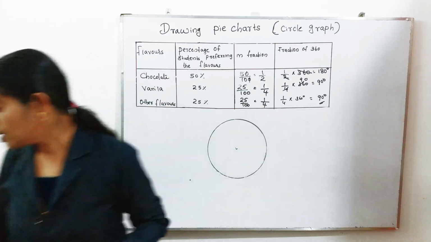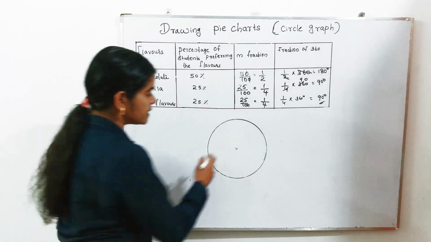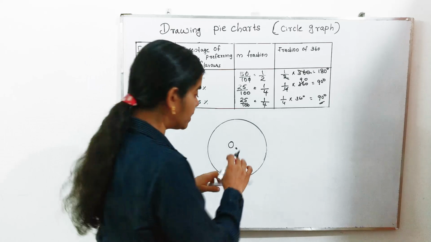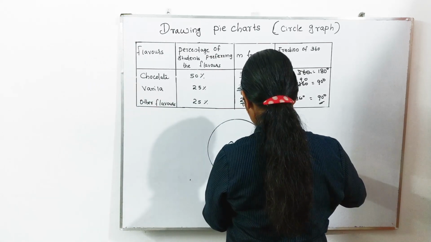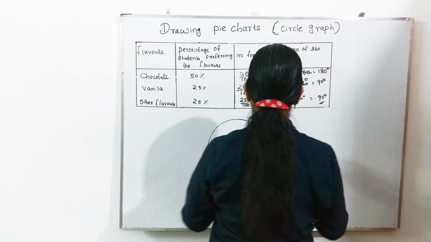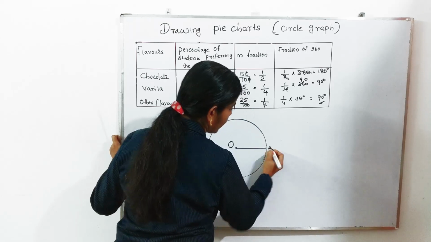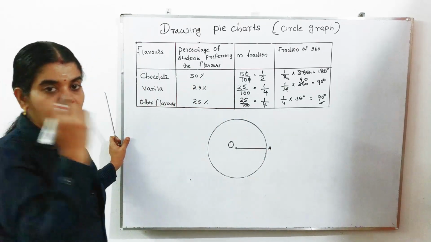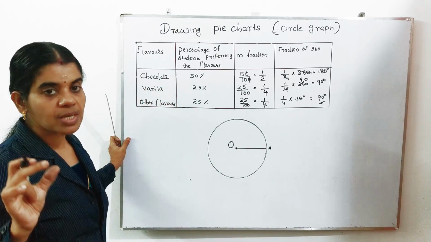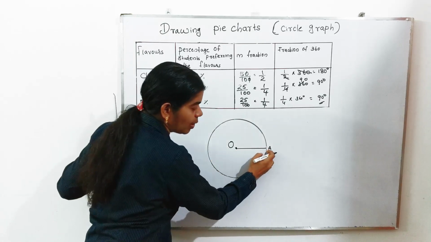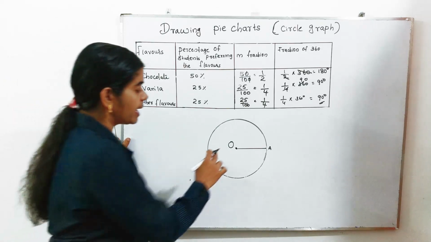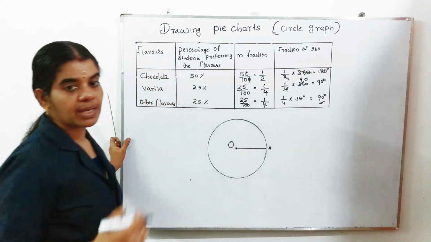Then we can mark. For drawing this, first we will mark the center of the circle that I am giving O. Then we can mark one radius also. Here I am marking this, this will be the radius, OA. Then OA I have taken. You want to keep the center of the protractor on the center O and the baseline along OA. Once again, center of the protractor on the center of the circle and OA along the baseline of the protractor.